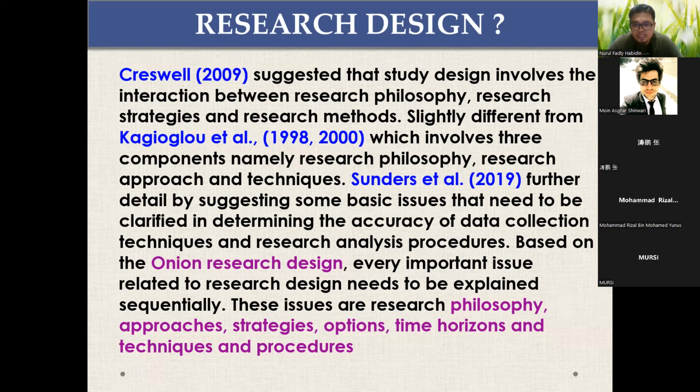Other scholar, Saunders 2019, becomes our main textbook. Saunders also suggested some basic issues that need to be clarified: determining the accuracy of data collection and technical research analysis procedure. In this matter, Saunders calls this design the onion research design. Every important issue related to research design needs to be explained sequentially. These issues are actually six.